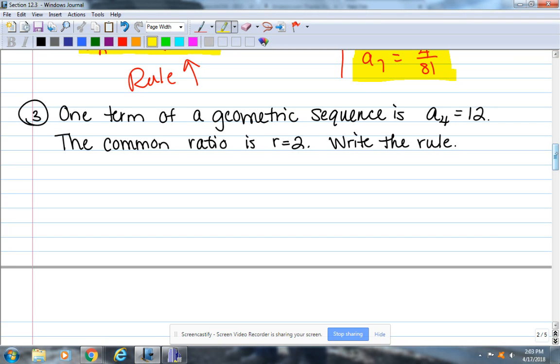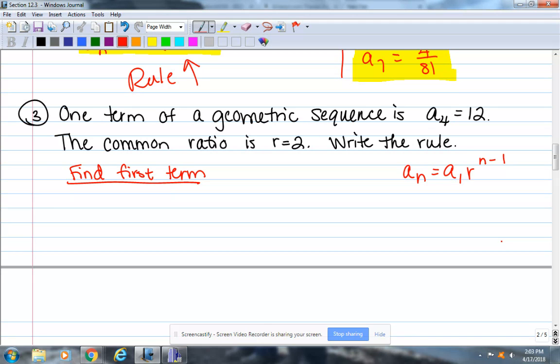Write the rule. So remember, to write the rule, we need the starting term. So the first thing we have to do is find the first term. Because we can't write our rule unless we know the first term. Because remember, the rule is going to look like a sub n equals a sub 1 times r to the n minus 1. So we've got to know what a sub 1 is.